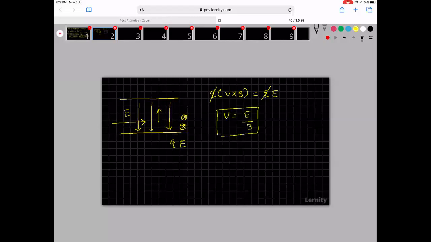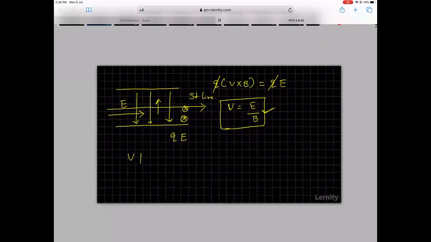That means if the charged particle has a velocity which is equal to E by B, the net force on the charged particle is 0 and the particle moves in a straight line. Now if V is less than this velocity, then the electric force will be more, and it goes in this direction. If V is greater than this, then the magnetic force will become more and it will go this way.